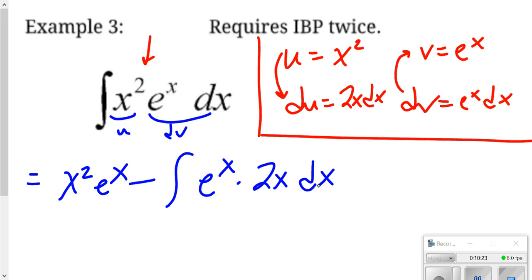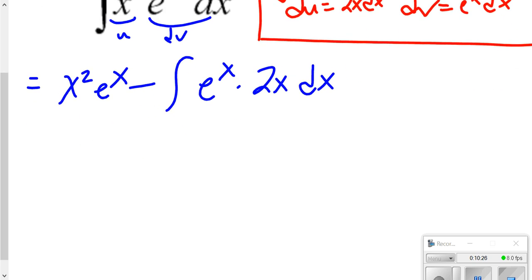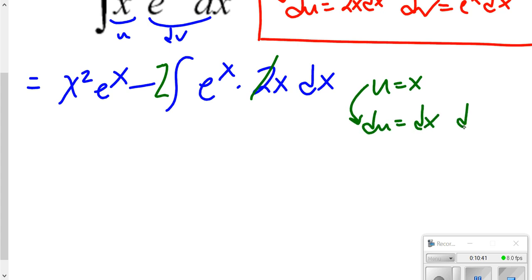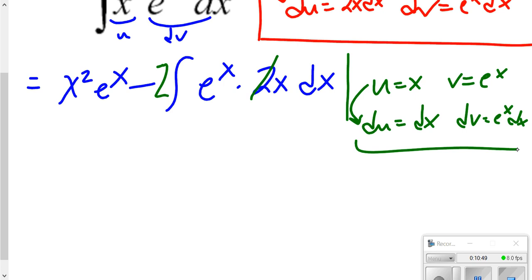Okay, and that doesn't look great yet because that integral at the end, I don't know how to do that quite. Okay, so we're going to do integration by parts again. I am deciding to pull out the 2, and then I'm going to let u equal x, because when I take its derivative, that'll be a lot better. And then dv is going to be my e to the x dx part, so v is just e to the x.